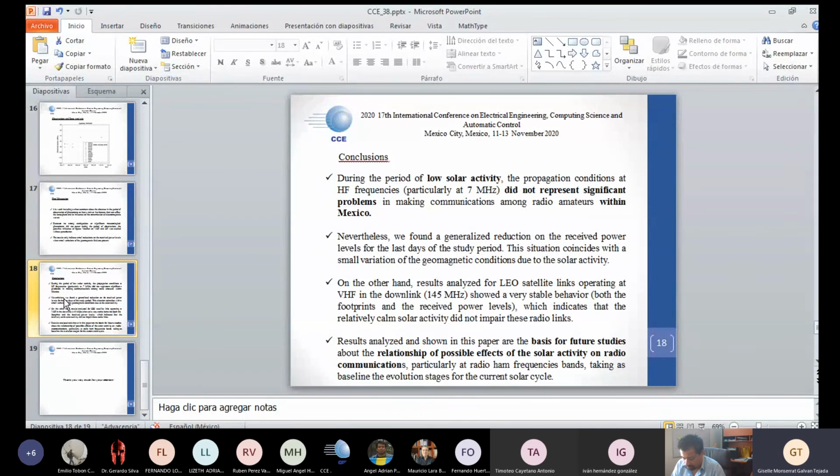On the other hand, results analyzed for LEO satellite links operating at VHF in the downlink showed a very stable behavior both of the phone prints and the received power level, which indicates that the relatively calm solar activity didn't impair these radio links. Results analyzed and shown in this paper are the basis for future studies about the relationship of possible effects of the solar activity on radio communication, particularly at radio ham frequency bands, taking as a baseline the evolution stage of the current solar cycle.